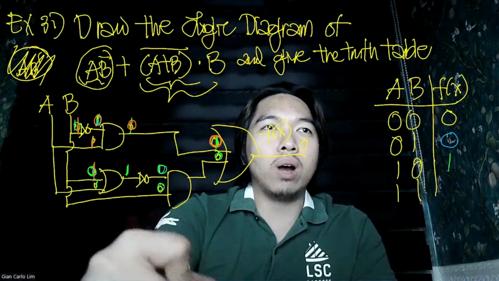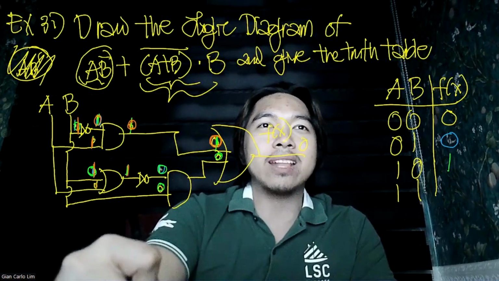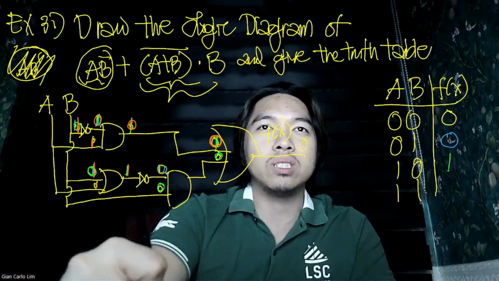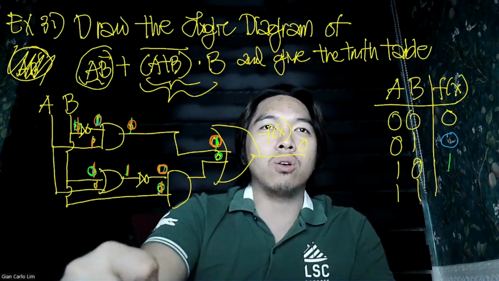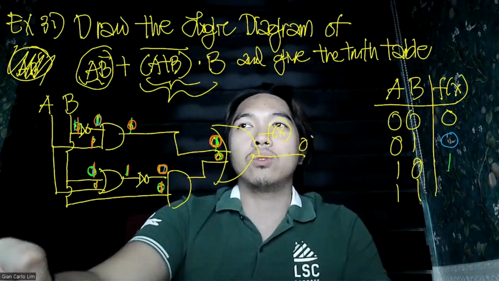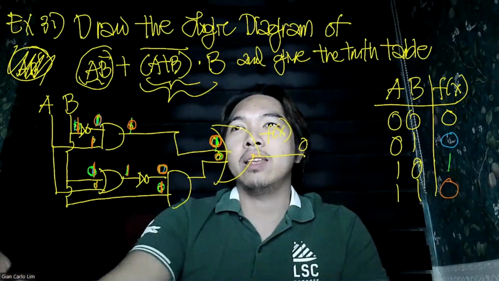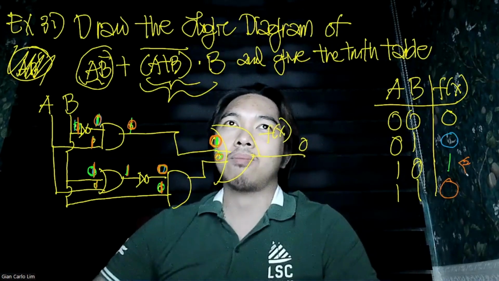B is equal to 1. A is equal to 1. 1 or 1, so that is 1. Not 1, so that is equal to 0. And then B is equals to 1. 0 and 1, so that is still 0. 0 or 0, so that's equal to 0. So ibig sabihin, ito lang yung magwa-1 sa function.